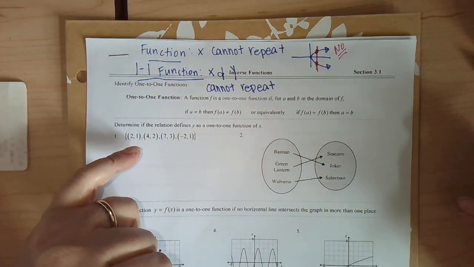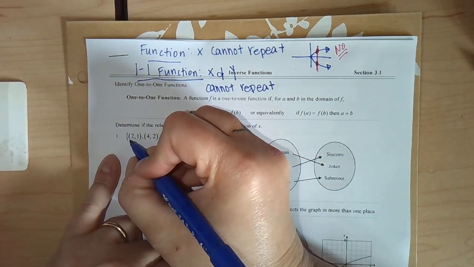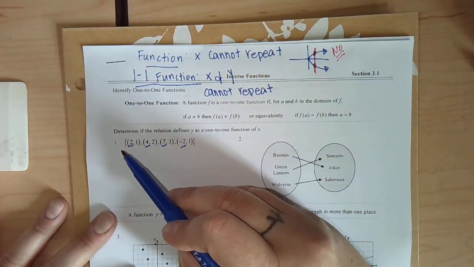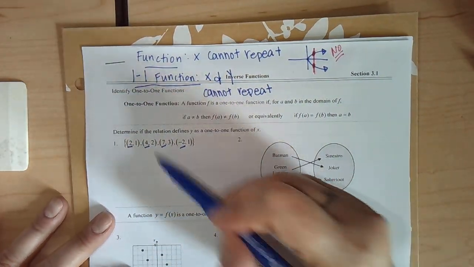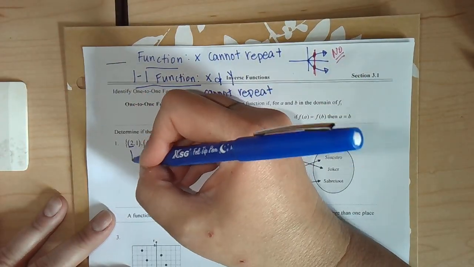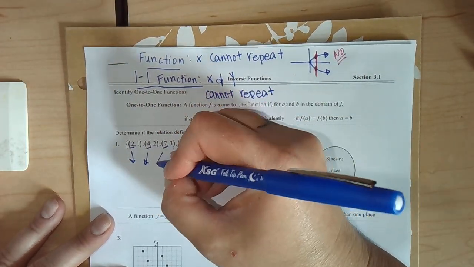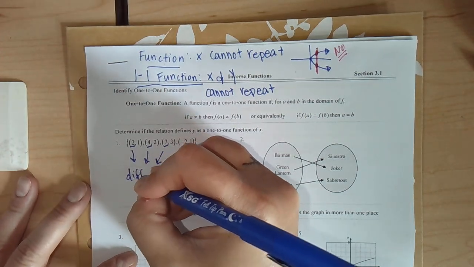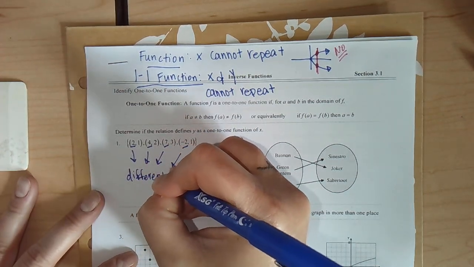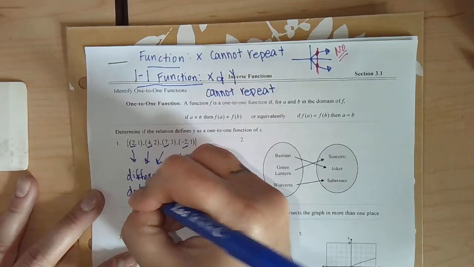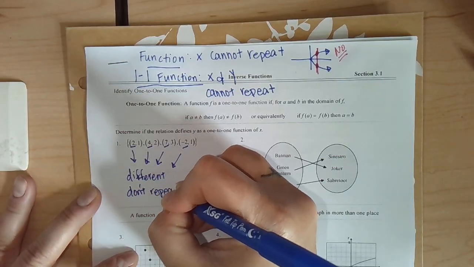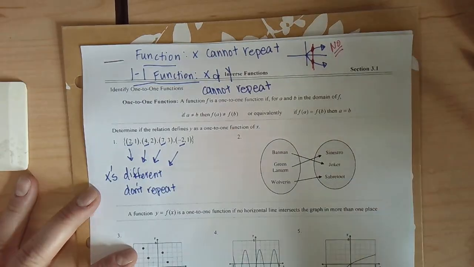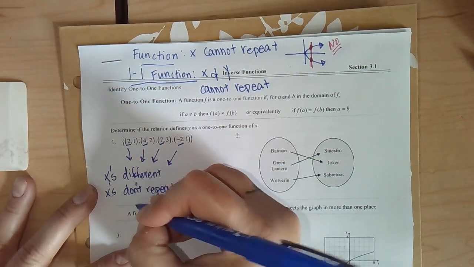Or if we're looking at these ordered pairs, let's look at the x's. I got 2, 4, 7, -2. Those are all different and they don't repeat. So all these x's are different. That's great. Because the x's are different and they don't repeat, it's called a function.